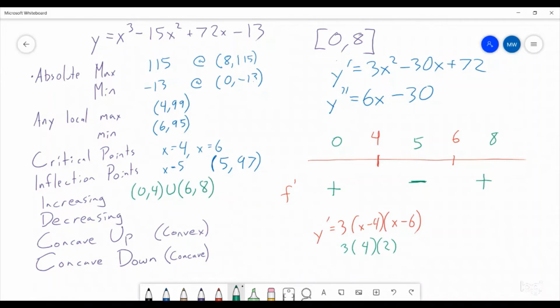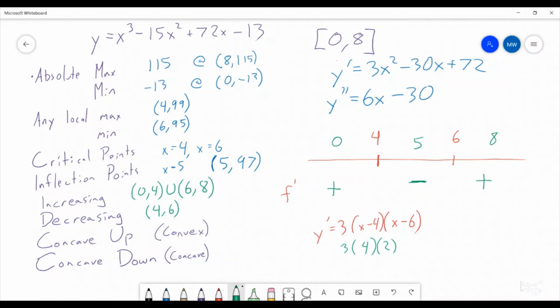And then if we're looking for where is it decreasing, that's going to be on the interval from 4 to 6. And the reason I'm not going from negative infinity to 4 and then 6 to positive infinity is because our domain is the closed interval from 0 to 8.